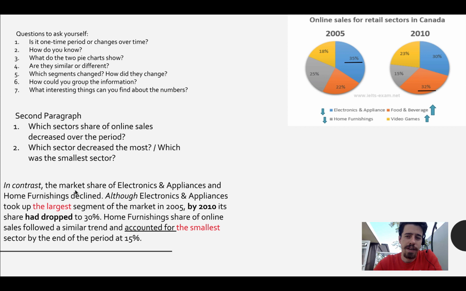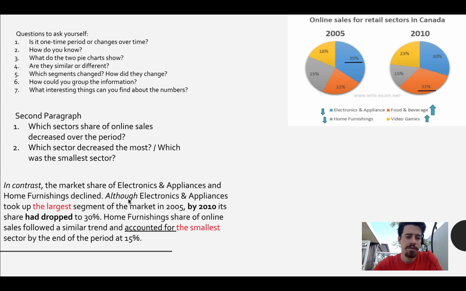Then we've got, in effect, our topic sentence again. The market share of electronics and appliances and home furnishings declined. Decline just means decreased. So clear topic sentence. So in English, you've got a very clear topic sentence. It's very direct. So I know it's different from many Asian languages.